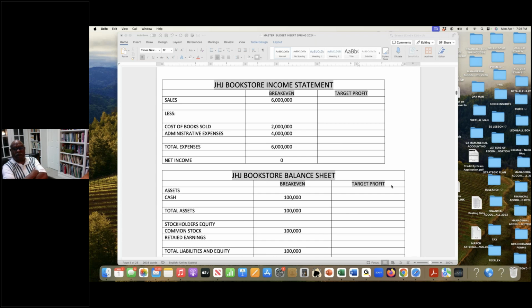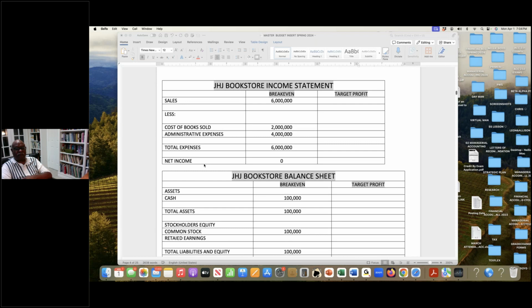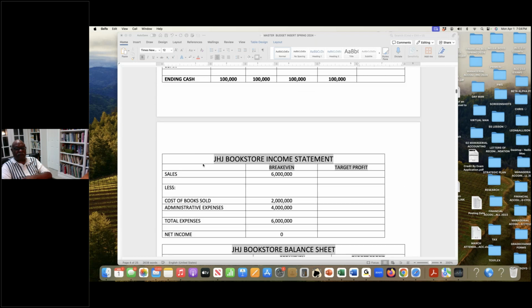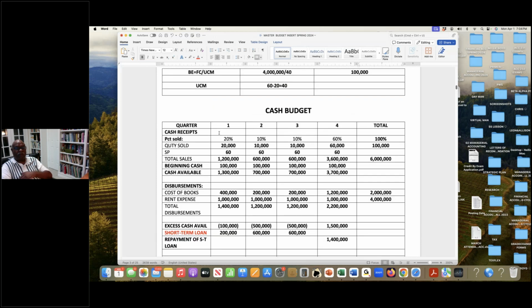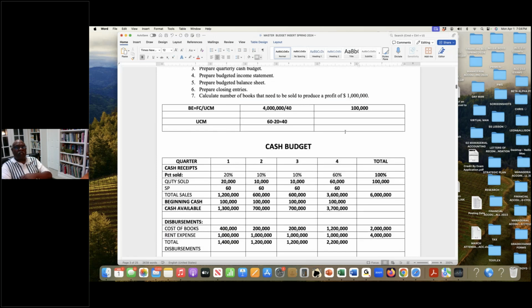I'm still kind of confused on the quantity. So how did he get 125,000? Tell them how you got 125, Robert. All right, so I took the 4 million from the last problem, and then I added the 1 million, so it gave me 5 million, and then I divided it by CM, which is 40, and that's how you get 125,000. So you're right. We're in the target profit situation now.